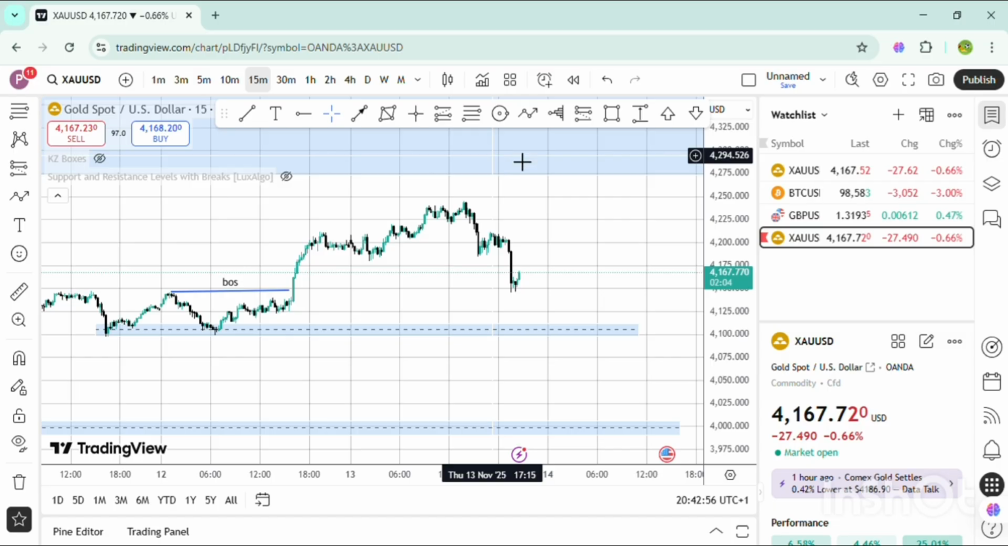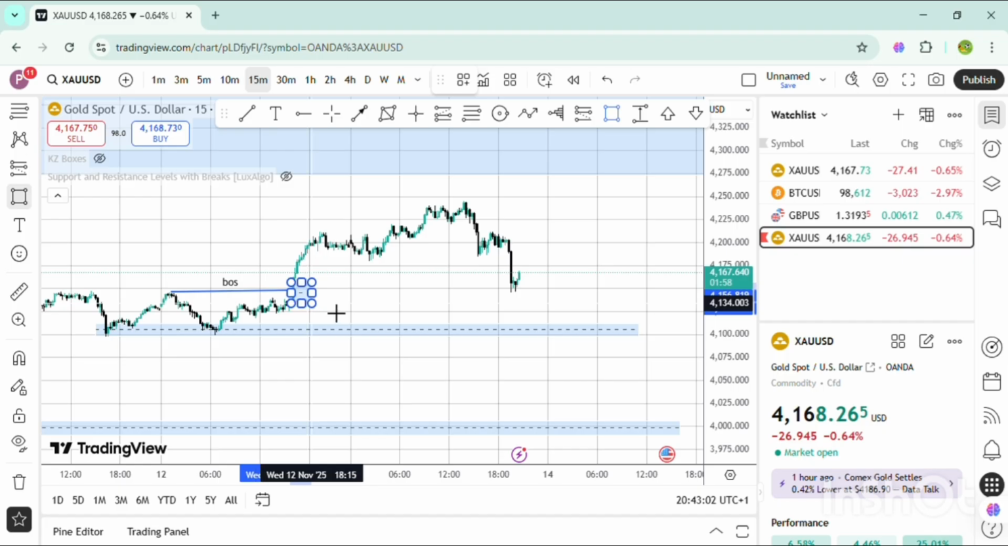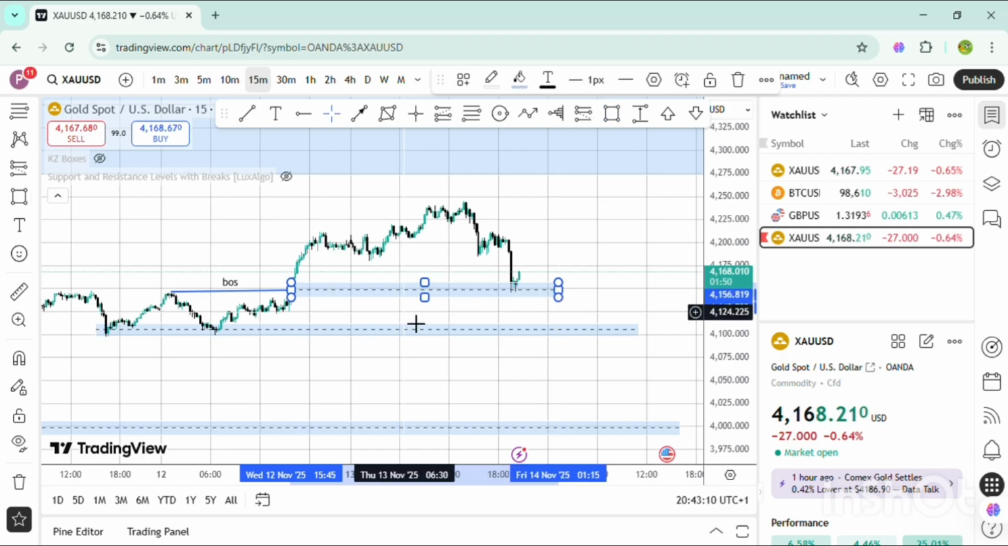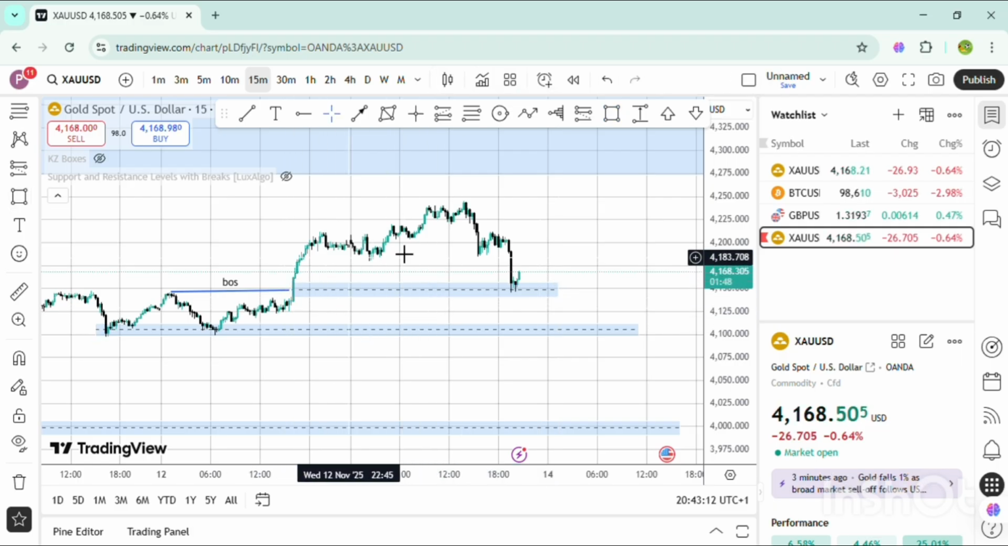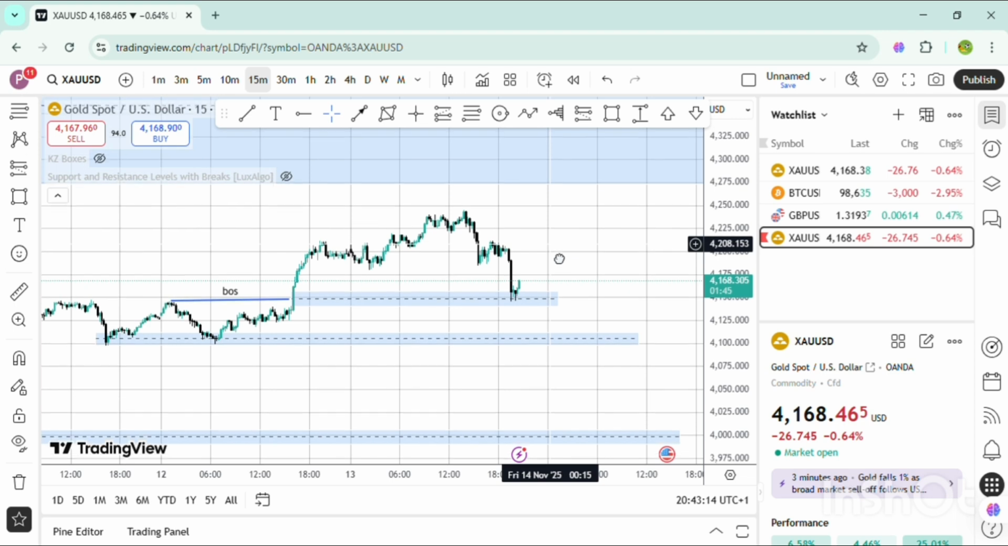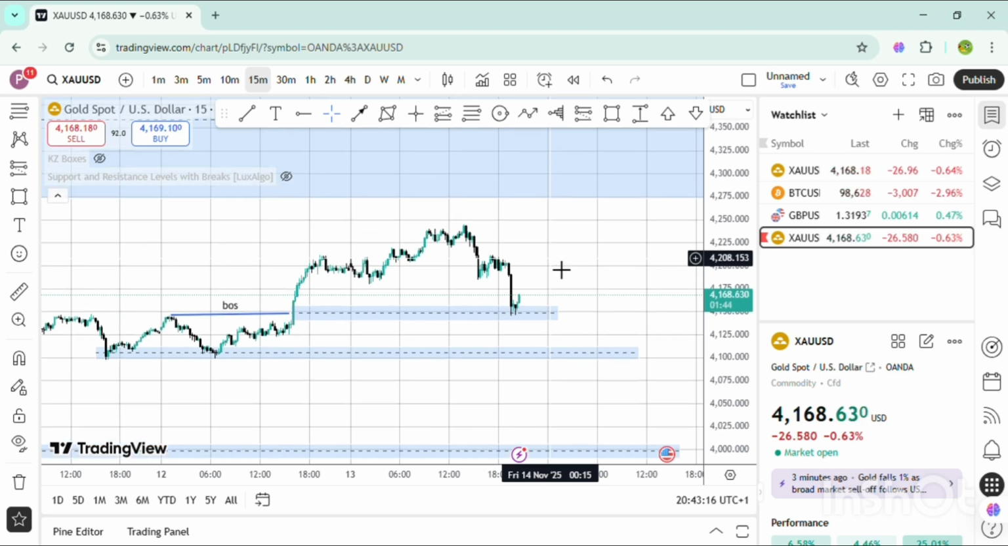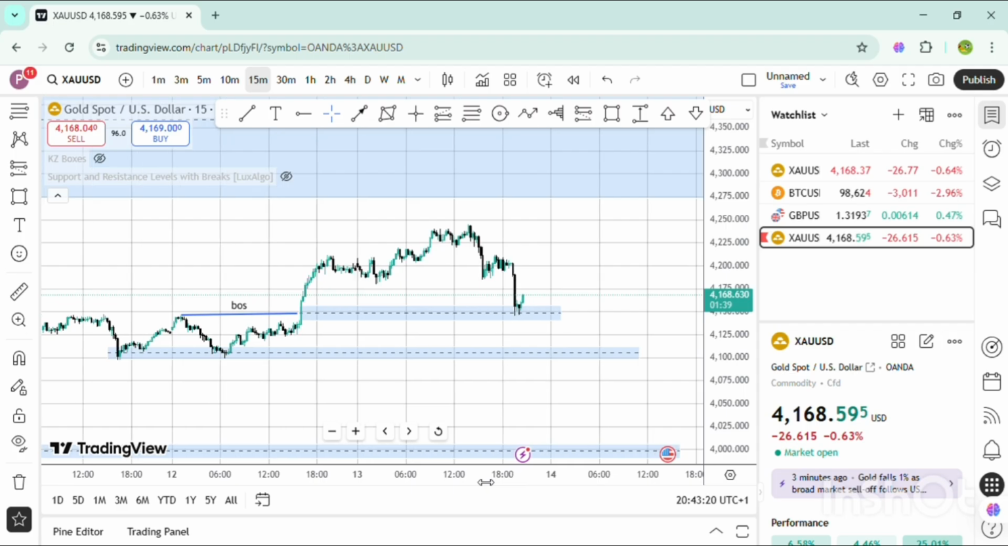Yes, the fair value gap is always the opposite directional point of the market. That's the fair value gap. That's where it started from. So the fair value gap is the opposite directional turning point of the market.